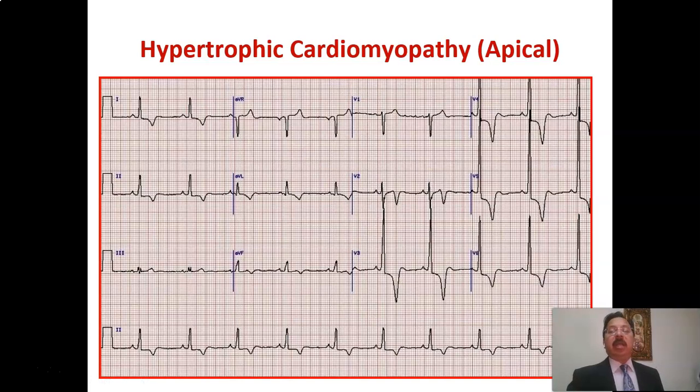Cardiomyopathy can also cause deep giant T wave inversions, and here in this example, if you see, this is more in V3, V4, V5, and V6, especially towards the anterior and apical side. So this is apical cardiomyopathy.